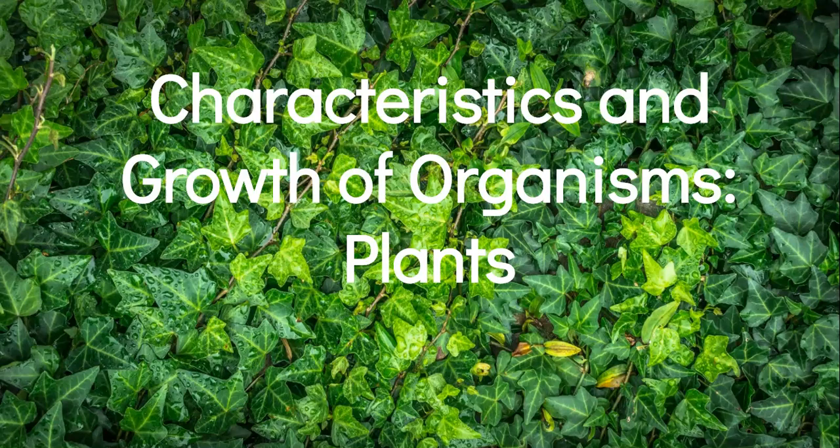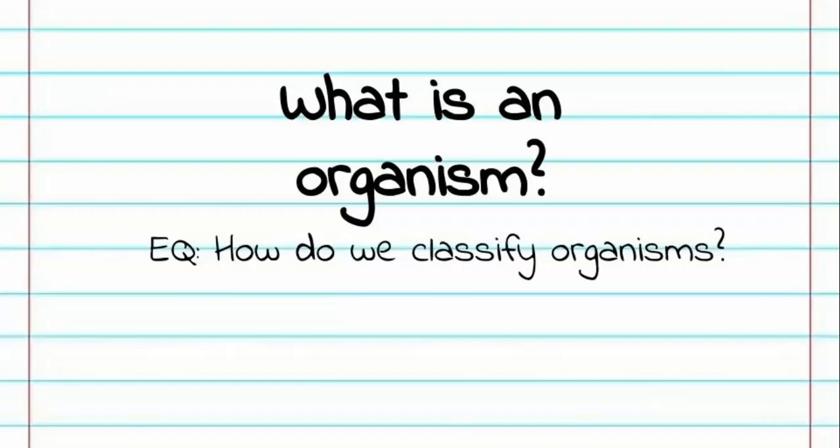It's called Characteristics and Growth of Organisms. And this unit is broken up into two parts. The first part is plants, and that's what we're going to start with this week. But first, we have to talk about what is an organism. So, our essential question is, how do we classify organisms? And then, more importantly, what is an organism?